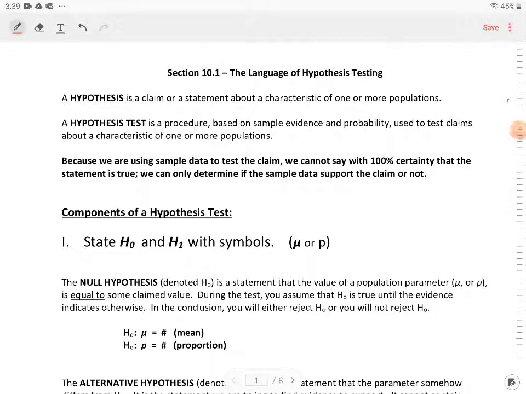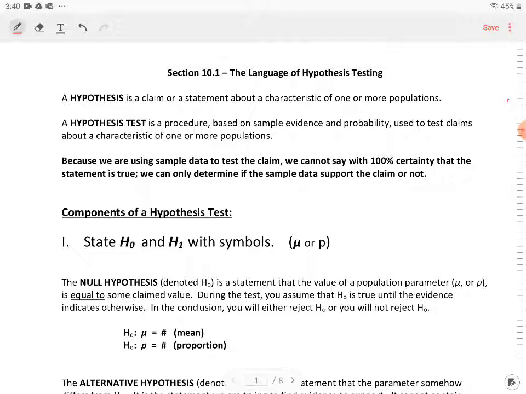Hello, we are going to discuss the language of hypothesis testing. A hypothesis is a claim or statement about a characteristic of one or more populations. The test is a procedure based on sample evidence and probability used to test claims about a characteristic of one or more populations. Because we are using sample data to test a claim, we cannot say with 100% certainty that the statement is true. All we can determine is if the sample data either supports the claim or does not support the claim.